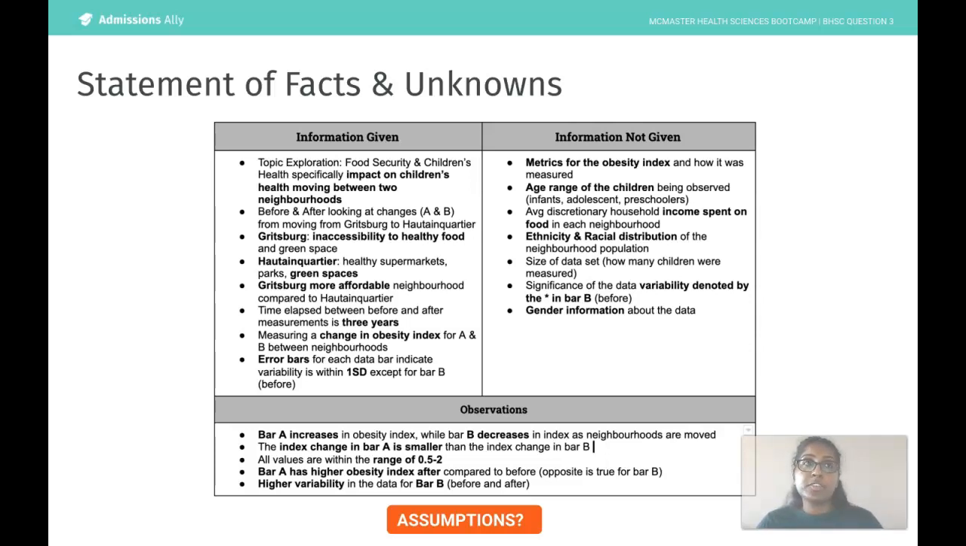And this is also an opportunity for you to state any assumptions that you're making. So an important one that we're obviously making, given the text that's presented, is that the Haitian Courtier neighborhood is much healthier, given their access to healthier food outlets, their green spaces, activity centers, parks.